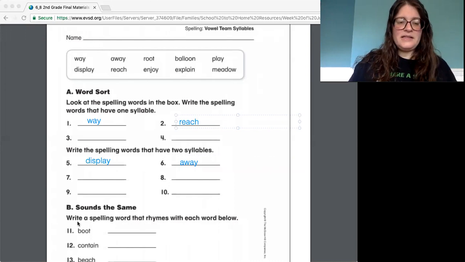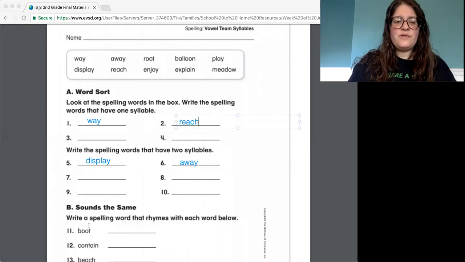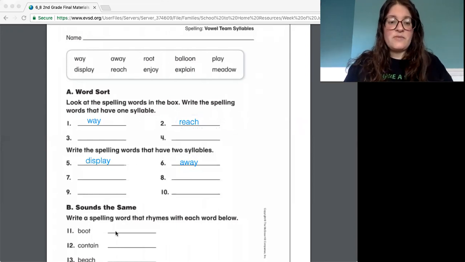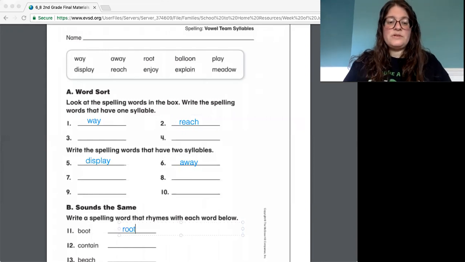Okay, now it says write a spelling word that rhymes with each word below. So we have to read all of our words first to know what will rhyme. So we already read to here, and then we can keep going. Root, enjoy, balloon, explain, play, meadow. We'll just do 2 and then we'll move on. Boot, root. It's even spelled the same way with 2 O's and a T.